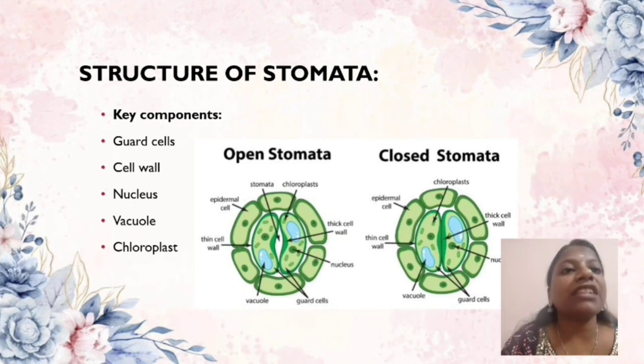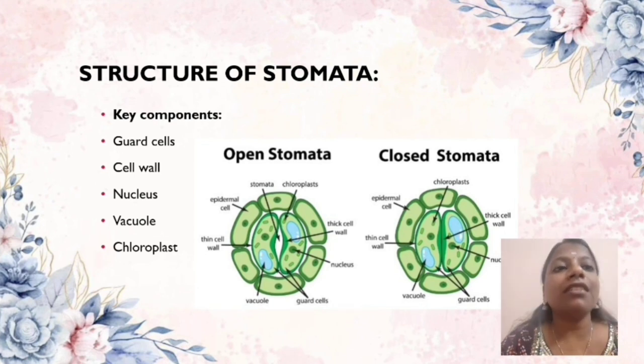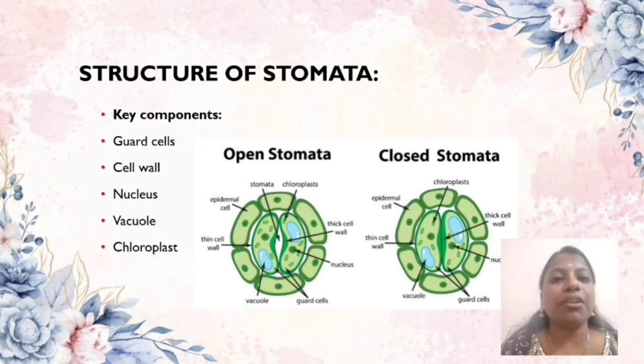In this image you can see the opening and closing of the stomata. When water enters the leaf, the guard cells store the water in the vacuole. When it stores water, the guard cells bulge and swell, and due to that the stomata will open. When the water evaporates, the guard cells retain their original position, and the stomata will be closed. So this is the process of the stomata.